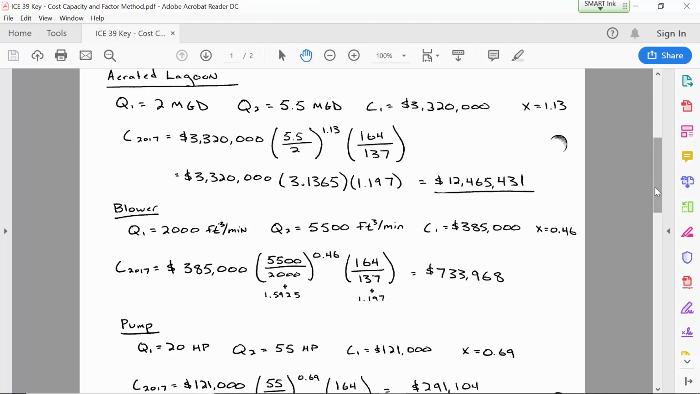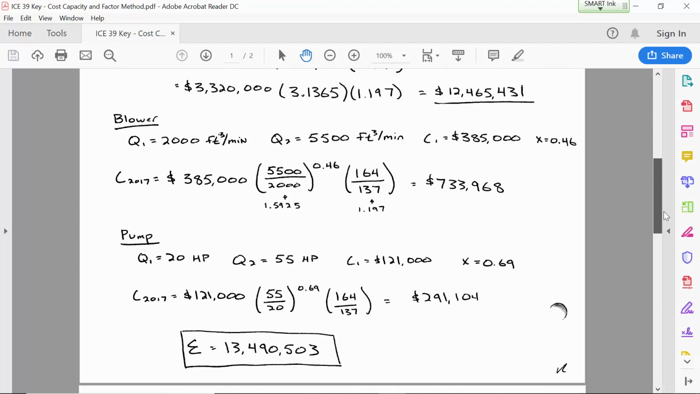In the case of the blower, you can see the individual component costs there, $733,968. Even though it has a correlating exponent that's less than 1, still we're building a thing that's larger. And so the thing that's larger is going to cost more than the thing that's smaller, even if the correlating component is less than 1.